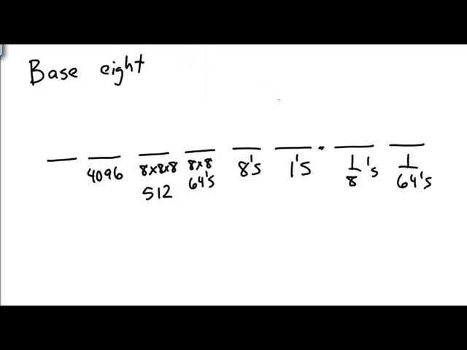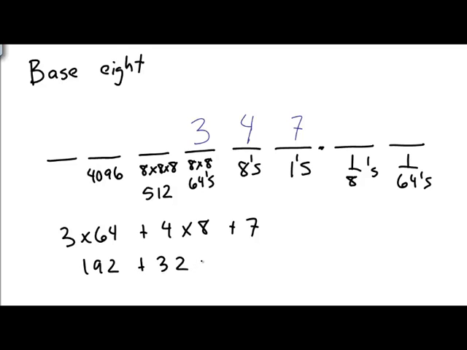If your number is 3, 4, 7, then what does this mean? This means we have 3 times 64 plus 4 times 8 plus 7. That first digit, 3 times 64, is 192, plus 32, plus 7, is 231, I believe so.